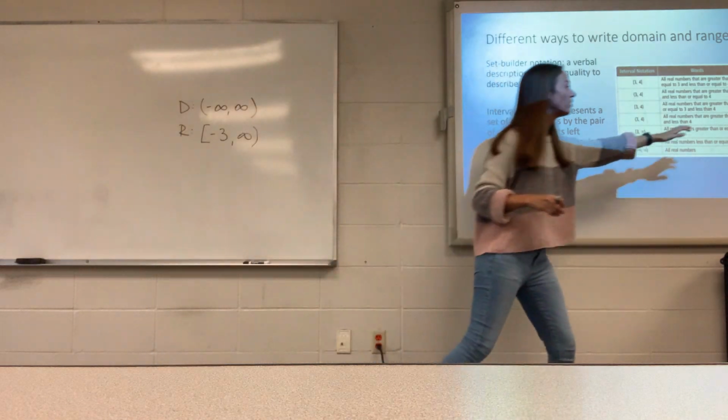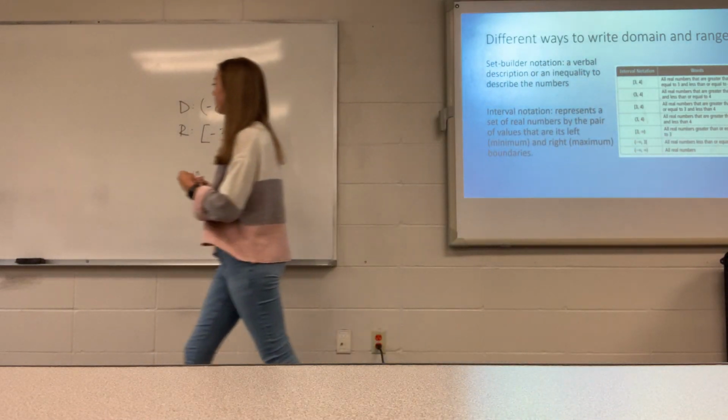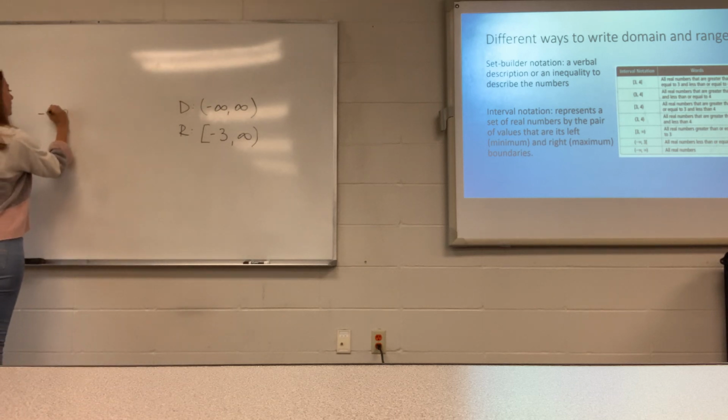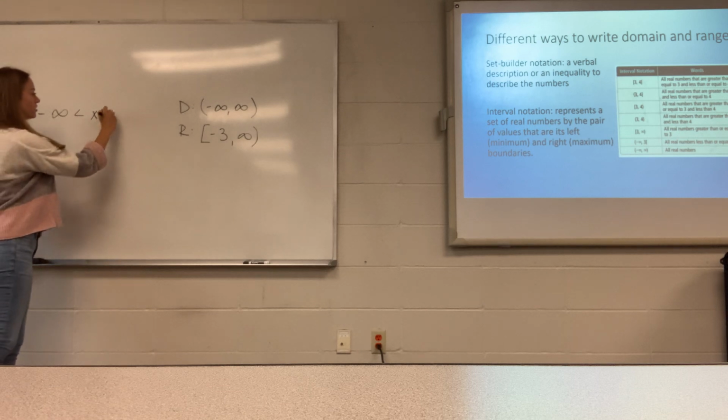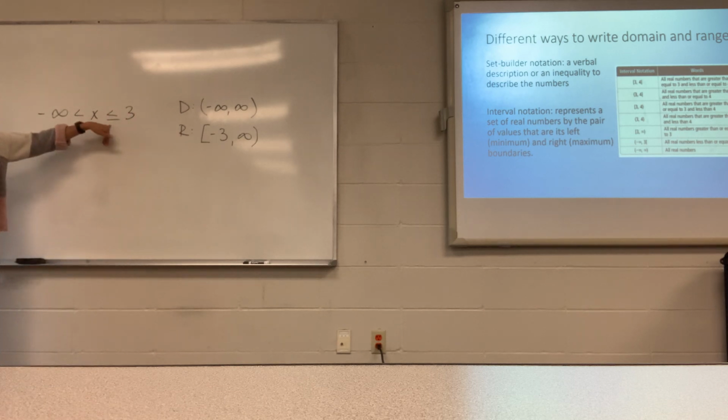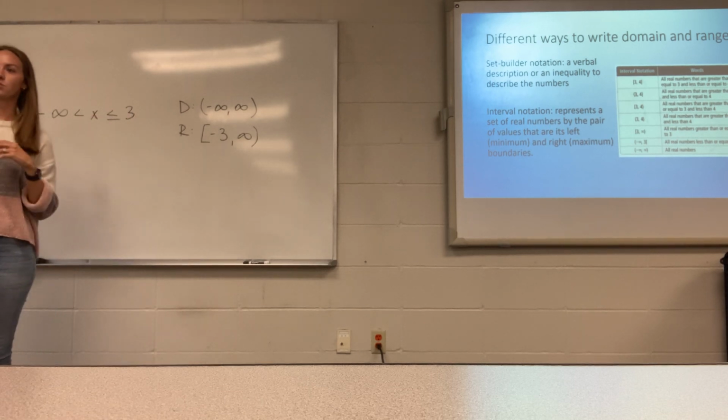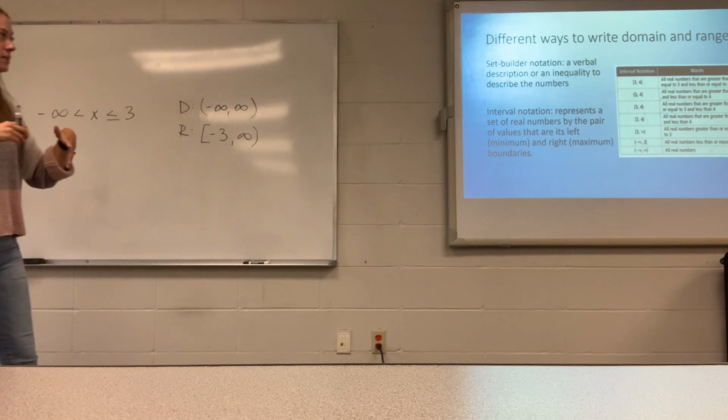And then in the set notation, I would have something like negative infinity is less than x, because I'm talking about my domain, which is less than or equal to 3. So the less than or equal to, because it's a square bracket, because I do include that point.